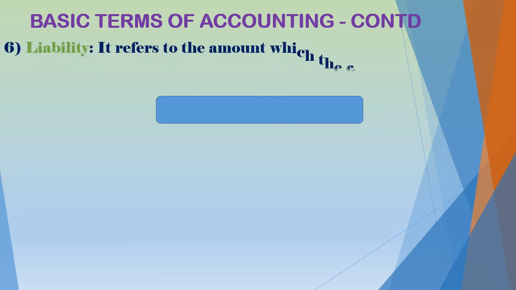We'll learn the sixth point, liability. It refers to the amount which the firm owes to outsiders. Now we have learned about assets. Assets are those properties that you own or have possession of, which help you to earn money in future or give you benefit in future. That is called your asset. On the other hand, liability is the amount that the firm has to give to outsiders. They owe it to outsiders or others.